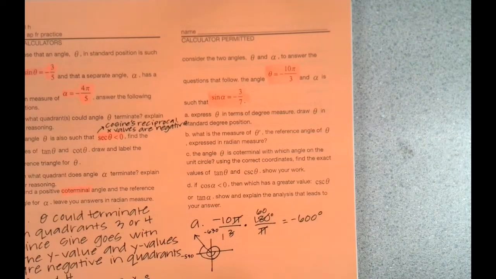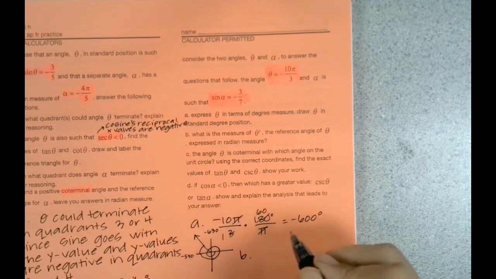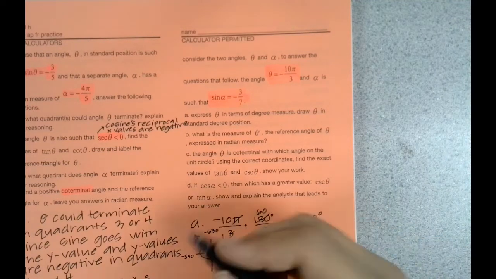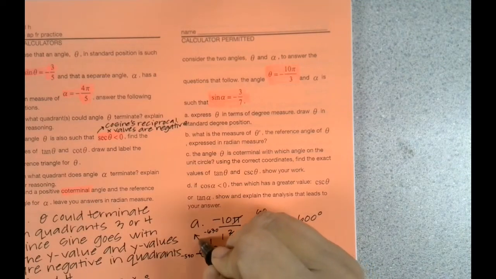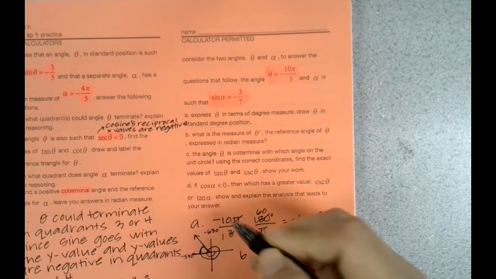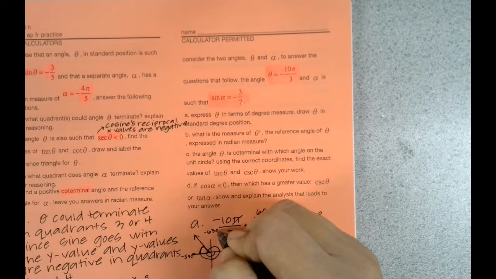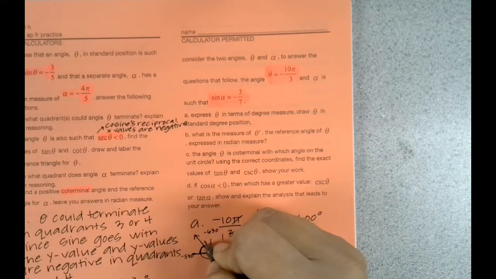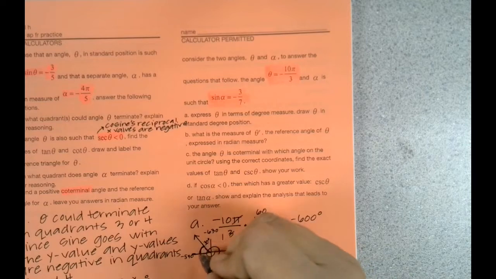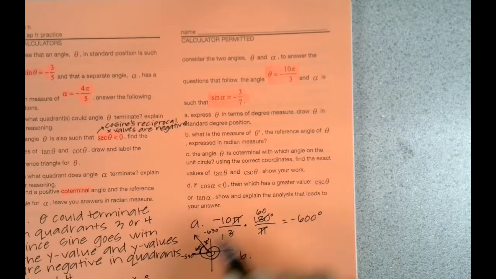Part B says, what is the measure of theta prime, which is the reference angle? So the reference angle is always made by the terminal side of your angle, which is right here, and the x-axis, which is right here. So we want to know this little piece right here. So if this is negative 630, that means that this is 30 degrees, because that's where negative 600 is, which means that this has to be 60 degrees since they add up together.